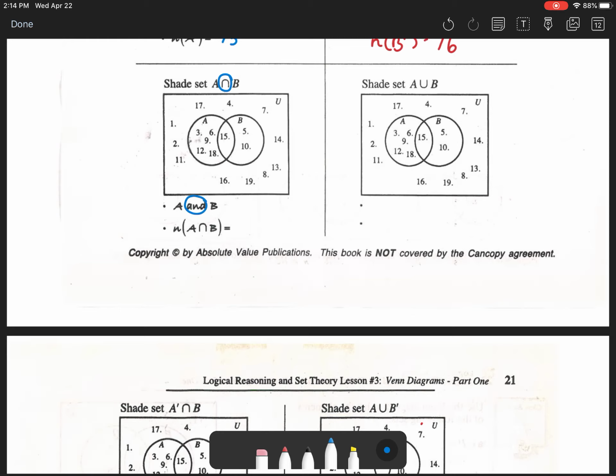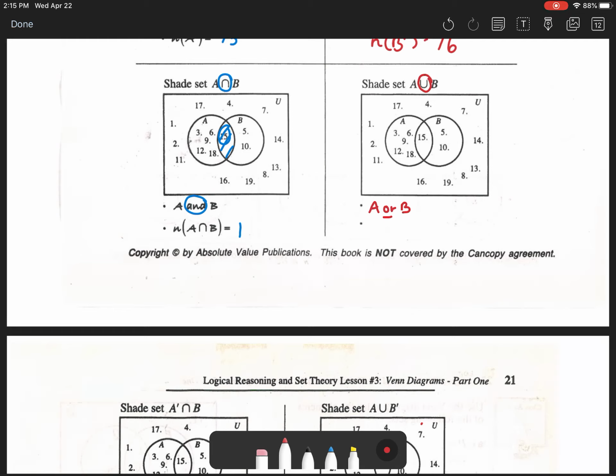Okay, so these questions get just a little progressively more difficult as we move through them. Now we are talking about A and B. So again, I have to know that this symbol refers to and, okay? So A and B, and again, if you remember, those are the sets. It has to belong to both, so that is just that value there, 15. So there's only one element that belongs to both.